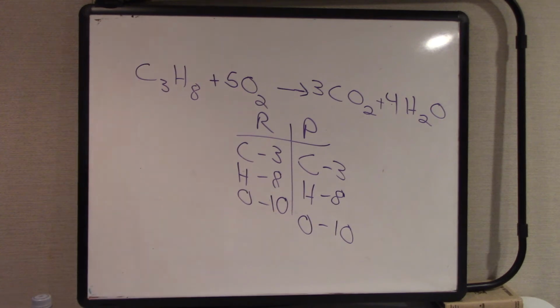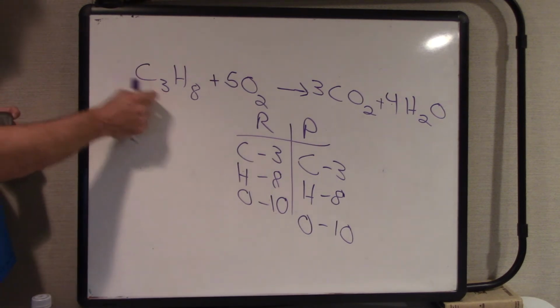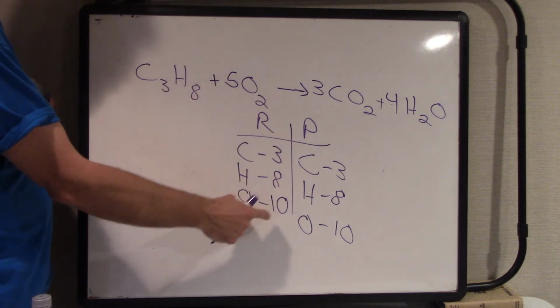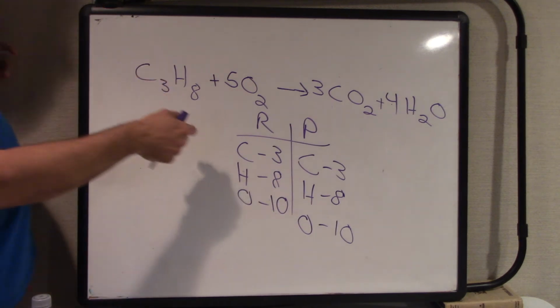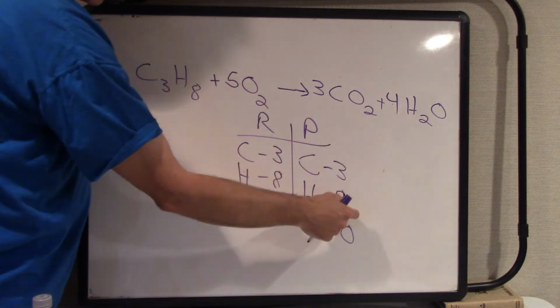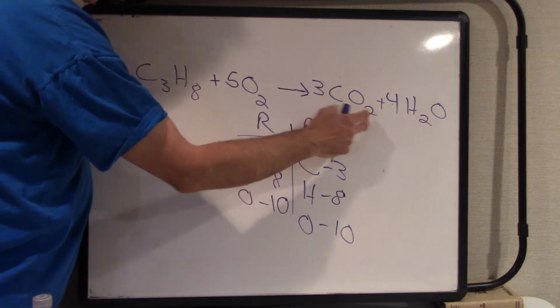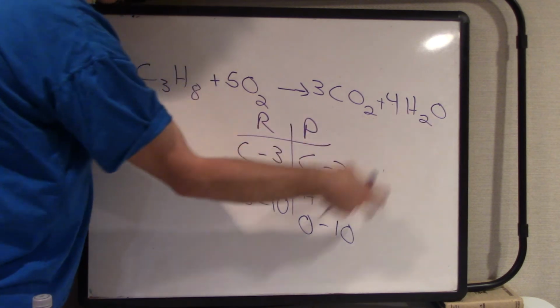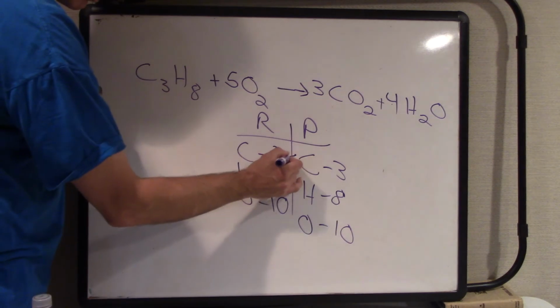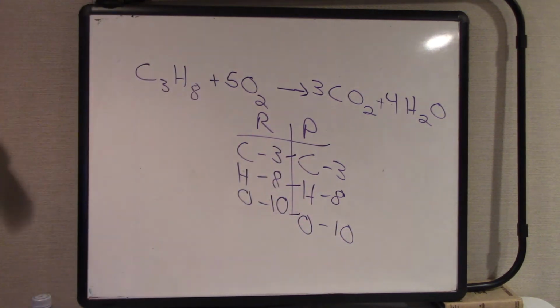Now, again, do a quick double check. It doesn't take that long to recount things and make sure you did this correctly. Let's recount everything we did. 3 carbons, 3 carbons. 8 hydrogen, 8 hydrogen. 5 times 2, 10 oxygens, 10 oxygens. On the product side, 3 carbons, 4 times 2, 8 hydrogens. 3 times 2 is 6, plus 4 times 1, 6 and 4 make 10 oxygens. So I did the math right. Does everything match? Reactants and products? It does. So this is the correct balanced equation.